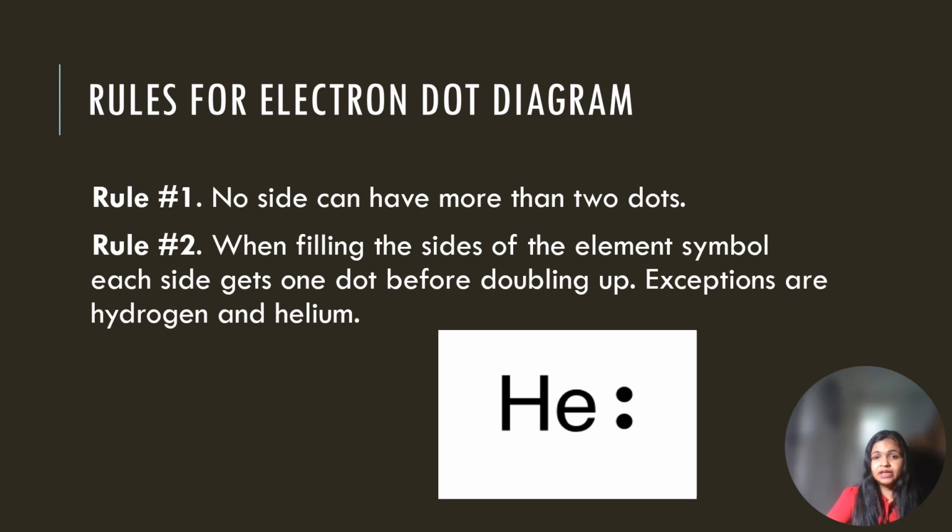So when filling the sides of the element symbol, each side gets 1 dot before doubling up. For example, the best way to follow the rules is to distribute them this way. Helium has 2 valence electrons, so 1 here and 1 here. That's the most correct way to draw the electron dot diagram or Lewis dot diagram for helium with atomic number 2.